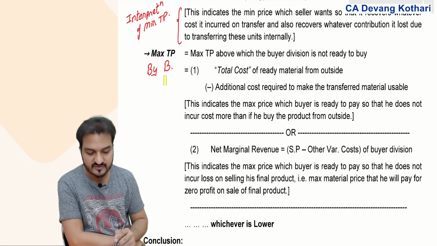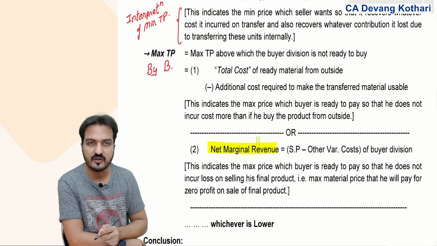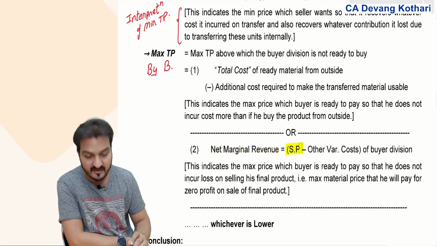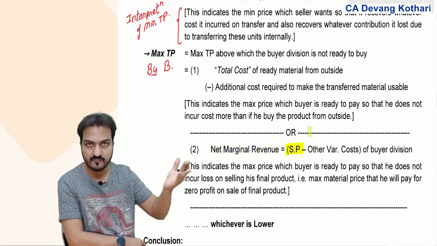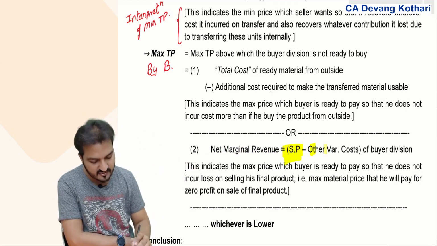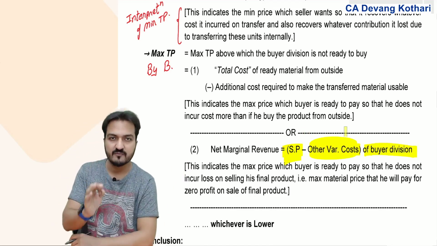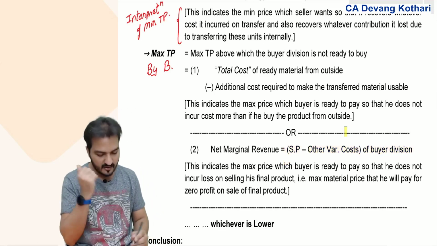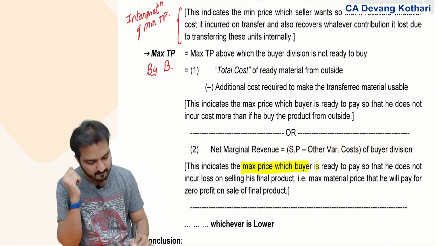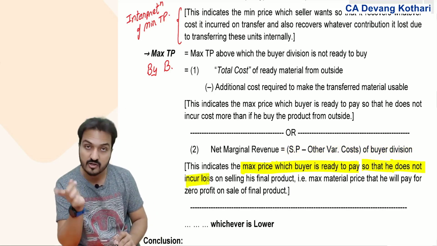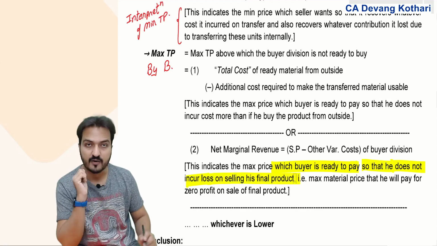Or the buyer division will also decide based on net marginal revenue. What is net marginal revenue? Well, net marginal revenue is the selling price of his final product, the buyer division's final product selling price minus the other variable cost of the buyer product. Other variable cost means the variable cost other than the transferred material. This indicates the maximum price which the buyer is ready to pay so that he does not incur a loss on selling his final product.